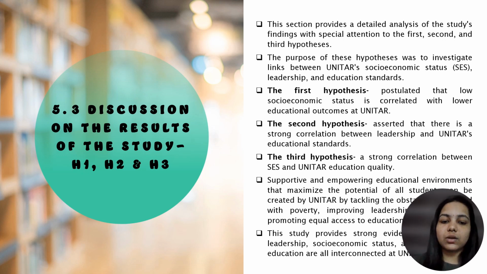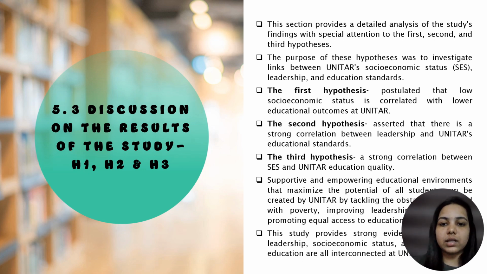Discussion on the results of the study: hypothesis 1, hypothesis 2, and hypothesis 3. This section provides a detailed analysis of the study's findings, with special attention to the first, second, and third hypotheses. The first hypothesis postulated that low socioeconomic status is correlated with lower educational outcomes at UNITAR.